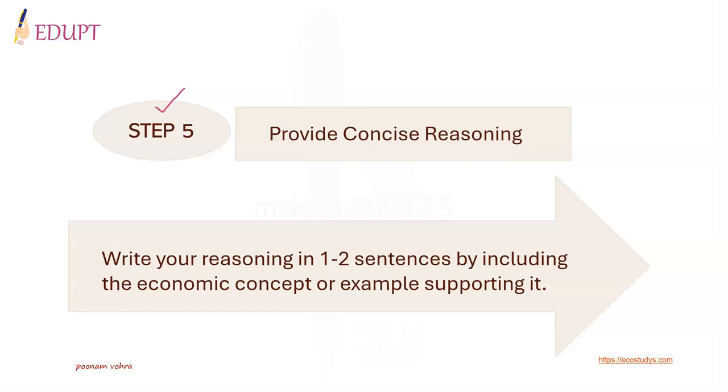Step 5. Provide concise reasoning. Write your reasoning in 1 or 2 sentences. This must include the economic concept or example supporting your answer. For example, the statement is GDP includes the value of intermediate goods. Answer should be false. GDP only includes the value of final goods and services in order to avoid double counting.